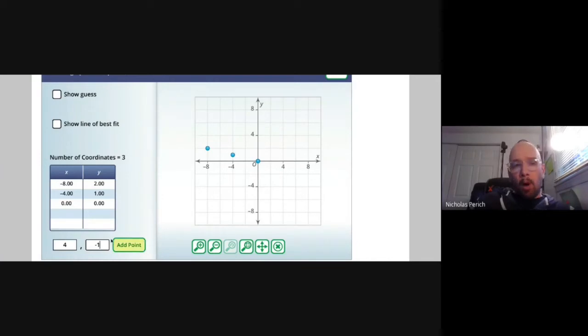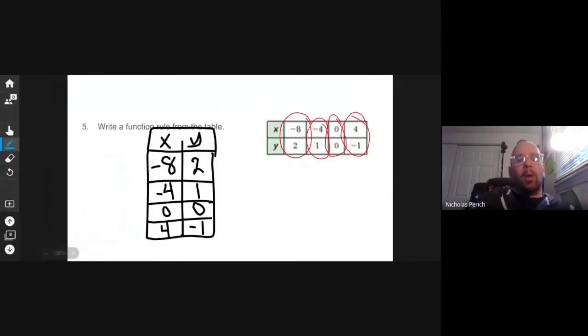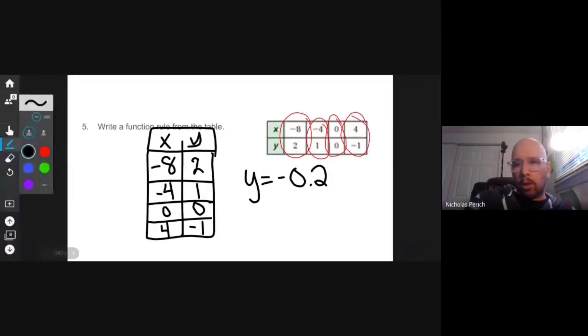Now that I've added all of my points, you click add point. I had 4 there. Show the line of best fit. Now, it is y equals -0.25x, which is what Jory said. I'm going to go back here and write that out. But understand, y equals -0.25x is not necessarily what I want it to look like.